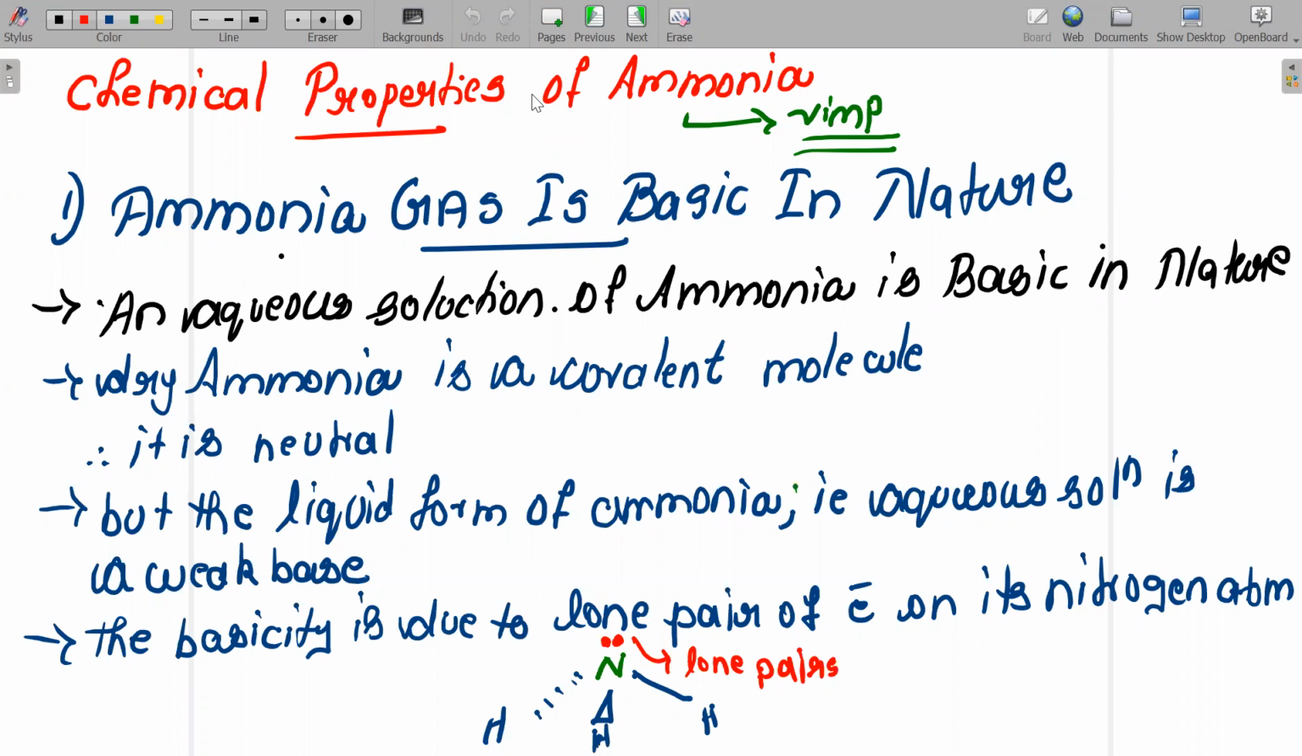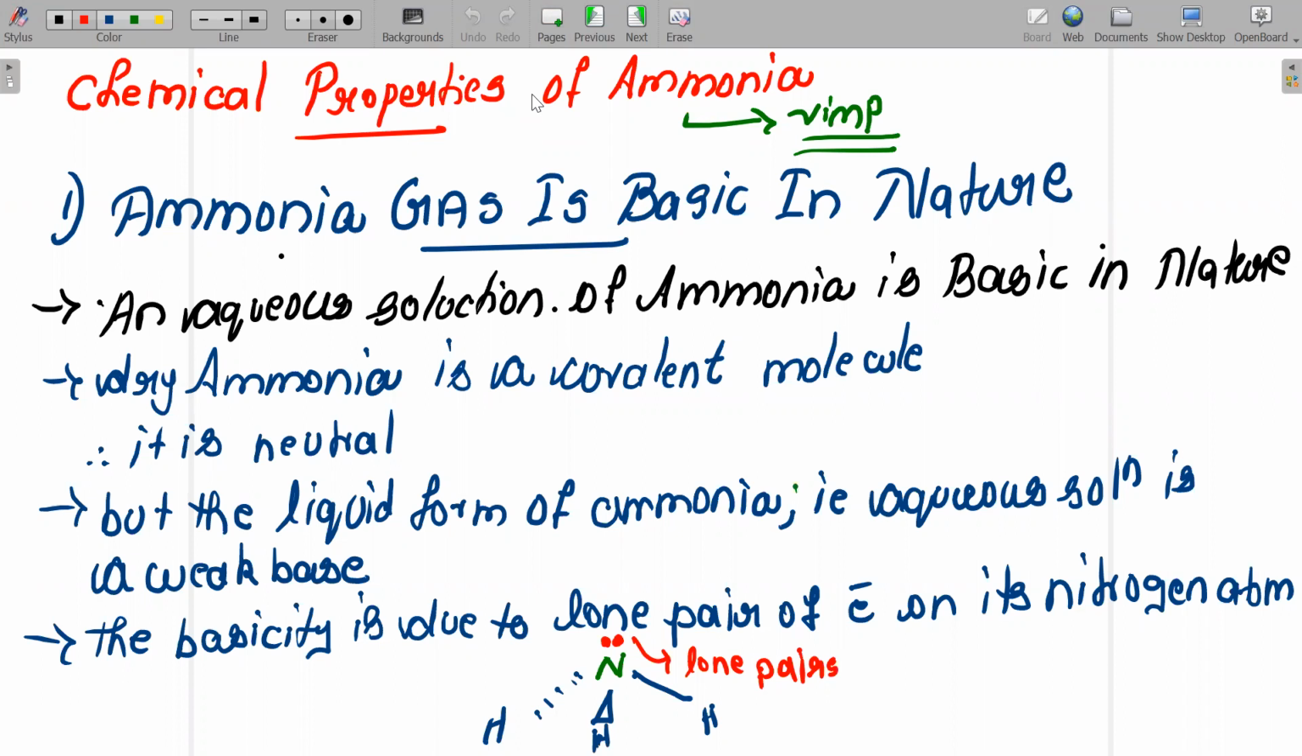So an aqueous solution of ammonia is generally basic in nature. That you guys can understand. So listen carefully. Dry ammonia is a covalent molecule. It is neutral. So children, there are two types of ammonia we are going to introduce here. The first one is dry ammonia, and the second one is the liquid form of ammonia. If you consider dry ammonia, that particular ammonia is neutral. There is no basicity, there is no acidity. If you consider dry ammonia, it is neutral only.